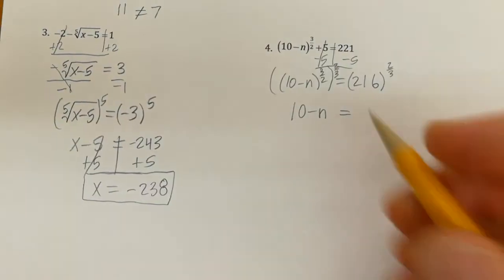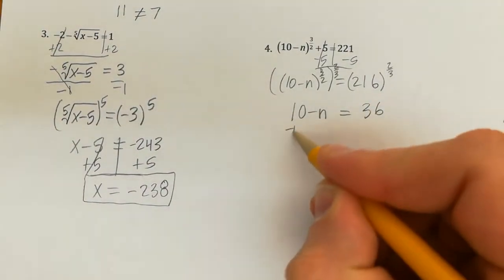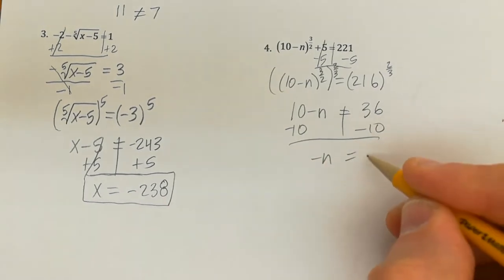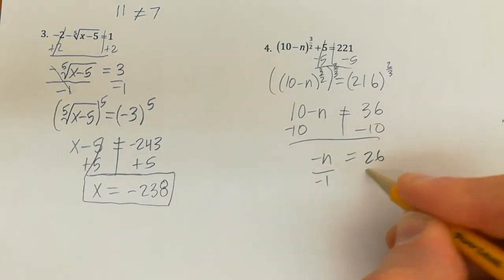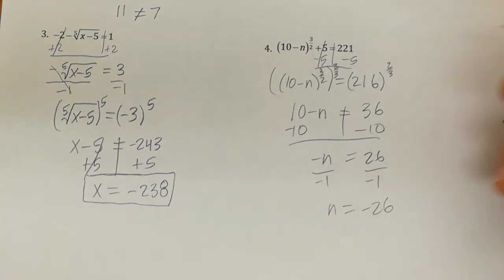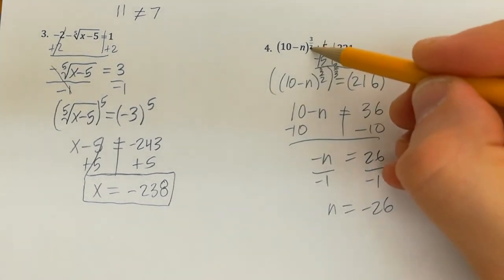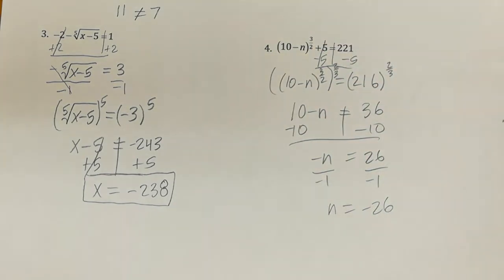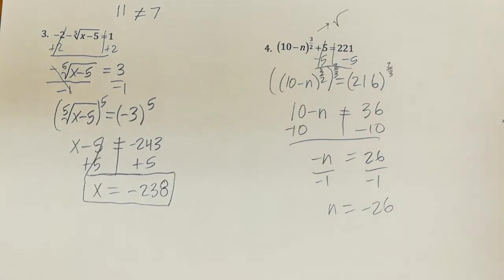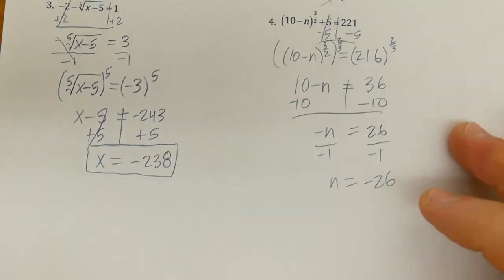36, and then take away 10. Negative n equals 26 divided by -1, we get n equals negative 26. Now this one we do have to check because we have an even denominator. That would translate to a square root, and you can't have negative numbers in a square root and get a real answer. So let's go ahead and do that.